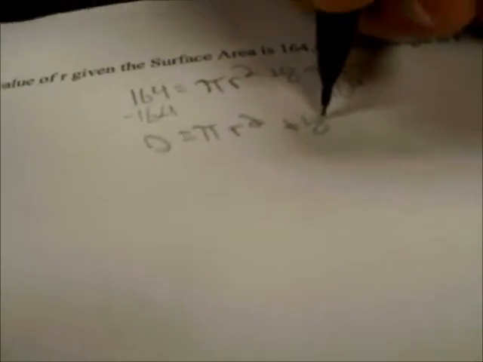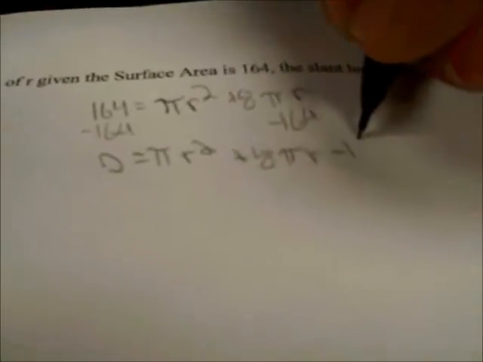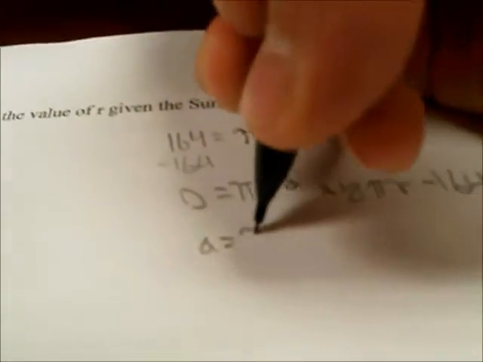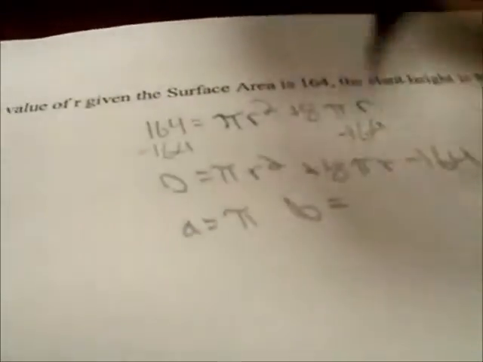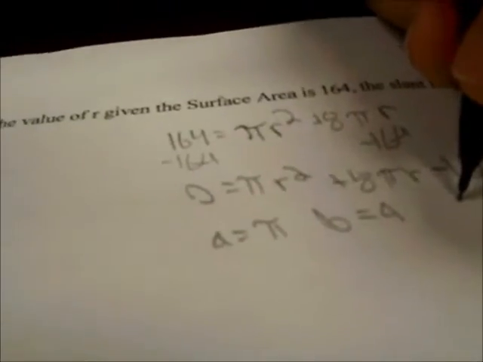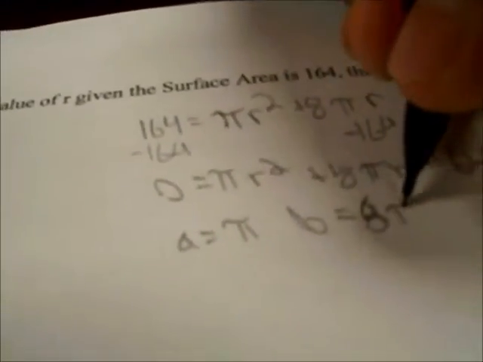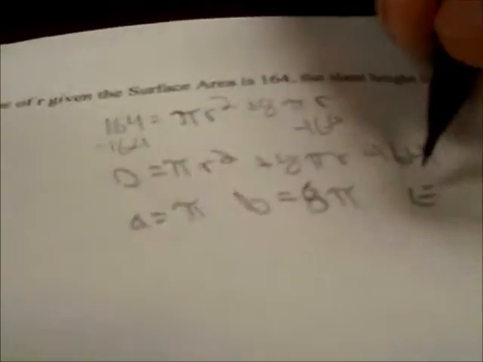So we subtract 164 to get 0. So 0 equals pi r squared plus 8 pi r minus 164. So a equals pi, b equals 8 pi, and c equals negative 164. We use the quadratic formula to solve for this, and our answer will be 9.7879, comma, negative 13.2520.